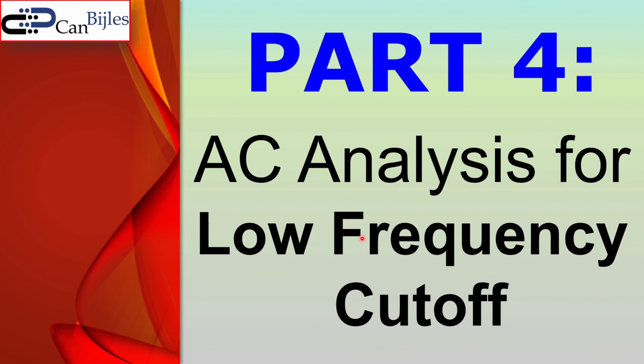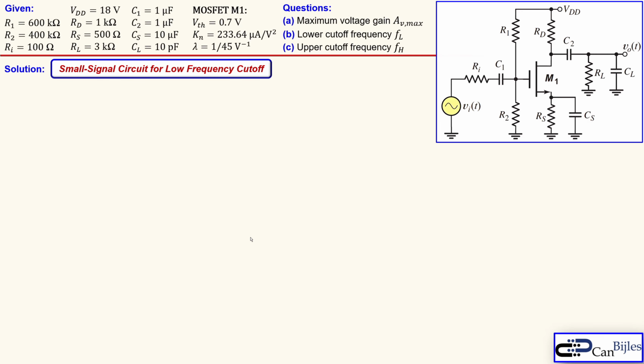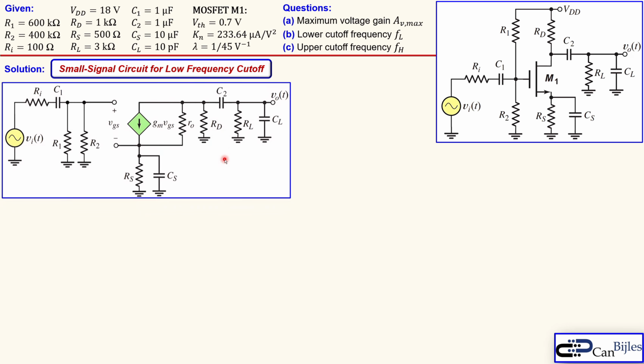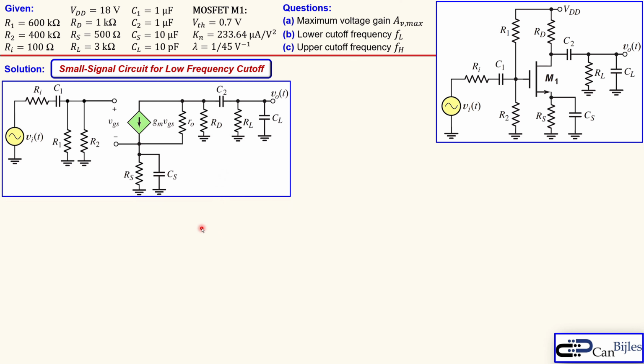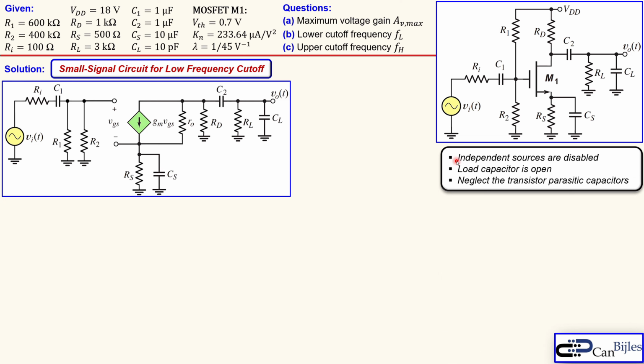Now we go for the AC analysis for the low frequency cutoff. In that case, we look at a different small signal model and small signal circuit for the low frequency cutoff. Now we will bring back all the capacitors, so it's C1, C2, CS and CL, and we will consider this one by one. The independent sources I will disable, so I have actually VI here as the only independent source. The load capacitor must be an open, and we also need to neglect the transistor parasitic capacitors, which are the CGD and the CGS. So they are all gone.